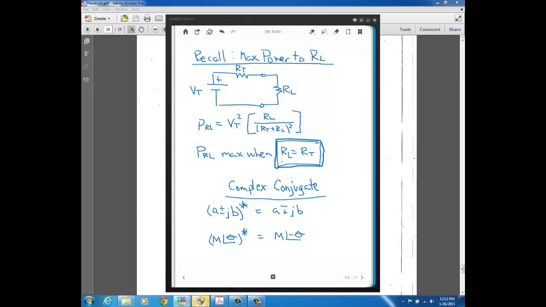So in this video we're interested in, well, what if we had impedances? When would we get maximum power to an impedance load? And one of the things that comes up is complex conjugate. So this is just a quick review of some complex math where if you have A plus or minus JB as your complex number, and then what this asterisk means is that you're taking the complex conjugate of what's inside the parentheses. Well, if you have A plus JB, the complex conjugate would just be A minus JB, and if you have A minus JB, the complex conjugate would be A plus JB.